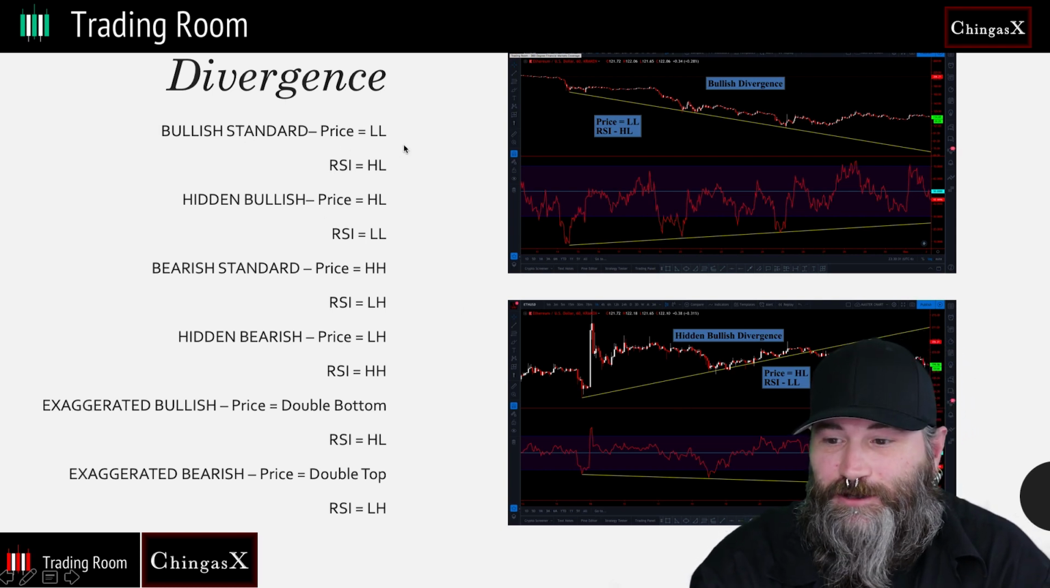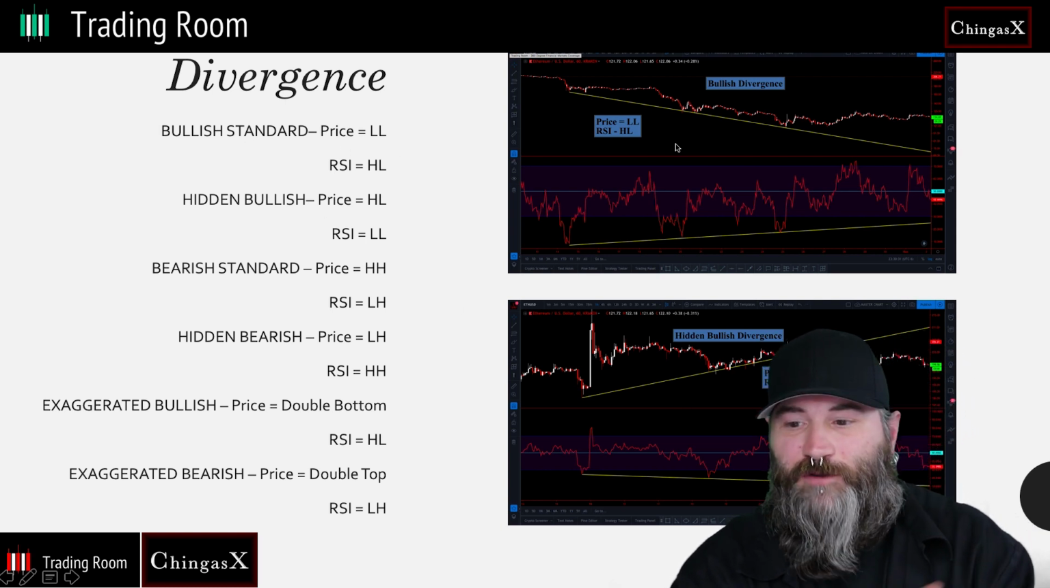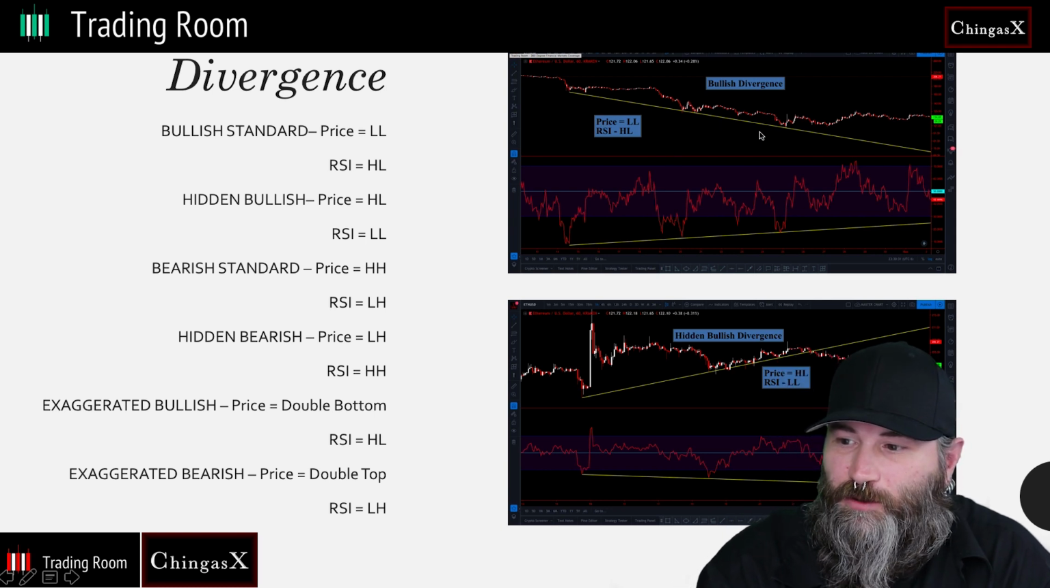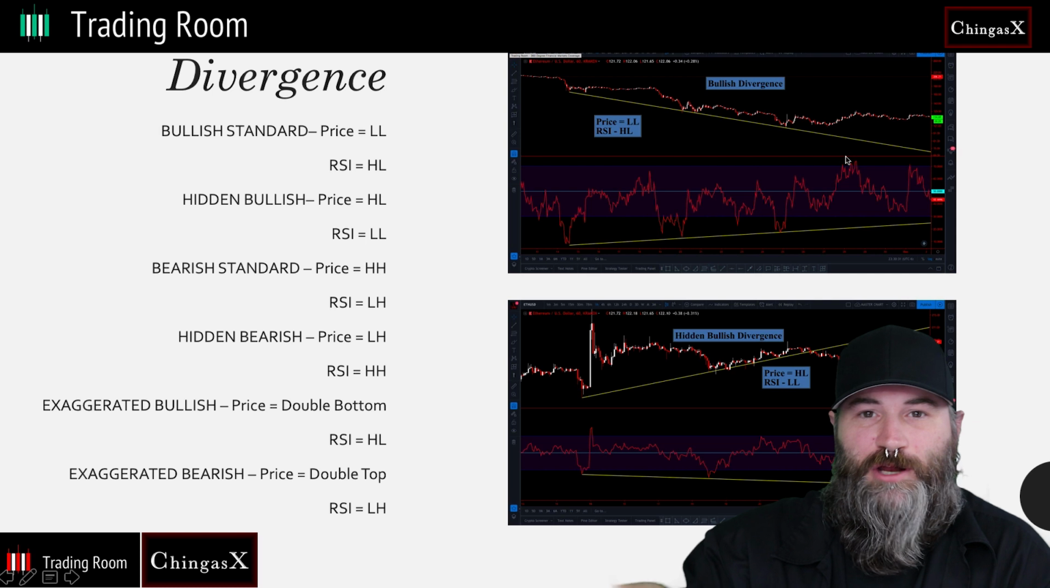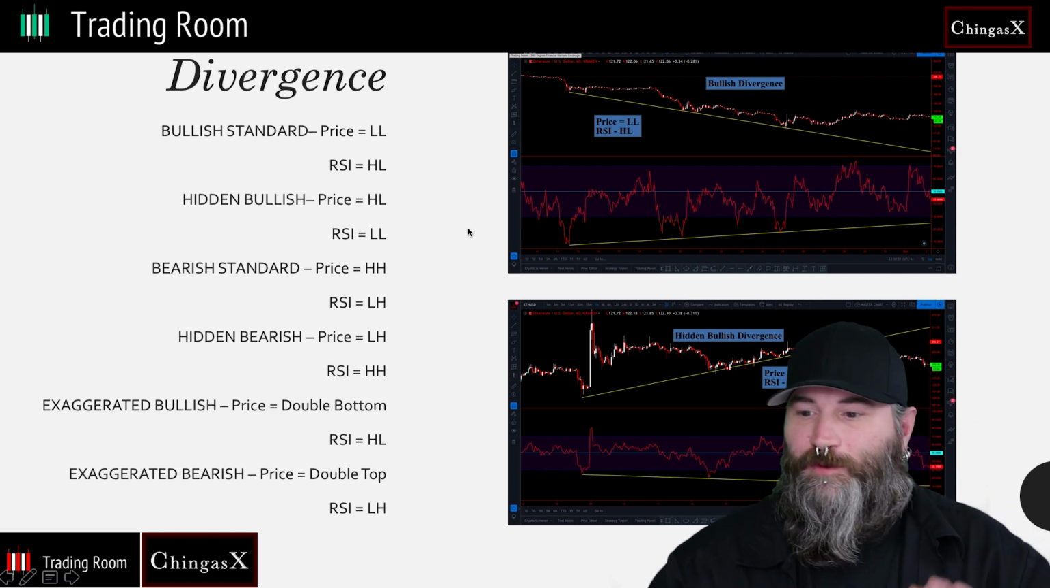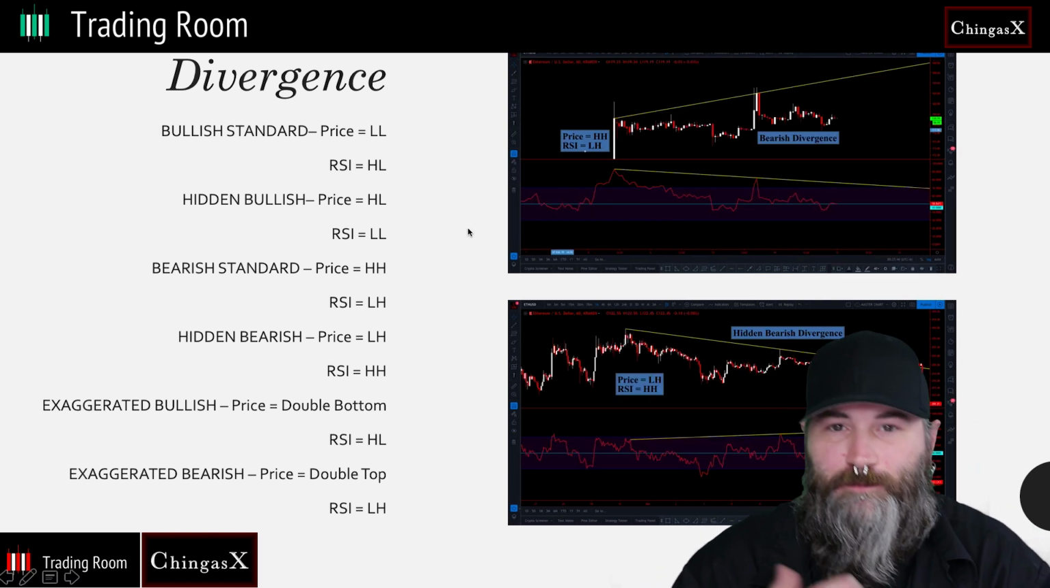Now, bullish standard is what I call it, which is just bullish divergence. Price is making lower lows while your RSI is making higher lows. All right, this is an indication that you could be looking at trend reversal. All right, now everything applies to bearish.